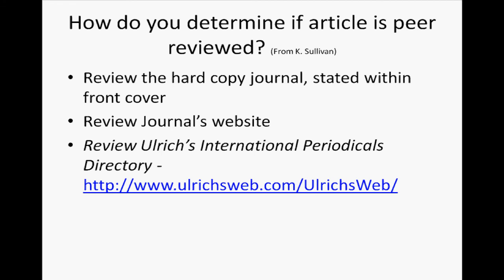So how do you determine if an article is peer reviewed or scholarly? Certainly if you review the hard copy of the journal, it's often stated within the front cover. You can review the journal's website just by Googling the journal, and then once you get to the journal, often they will indicate if it's peer-reviewed and that process. The other way is to look into the Ulrich's International Periodicals Directory, and I'm going to show you how to do that next.